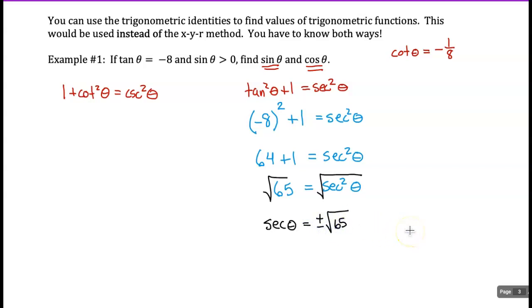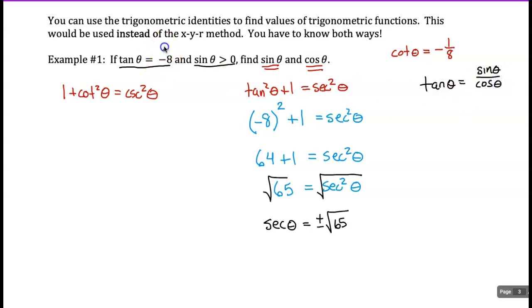So here's where we have to make a decision. I have to figure out if secant is positive or negative. So if I look at the information they gave me, they're telling me that my tangent is negative. And then if I look here, it's telling me that my sine is positive. So I know that tangent is equal to sine over cosine.